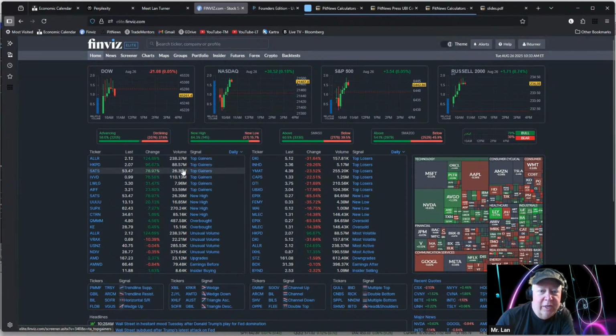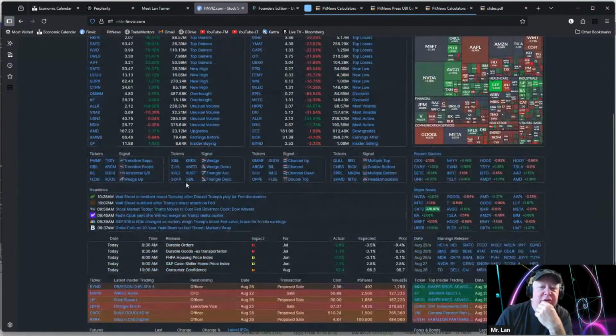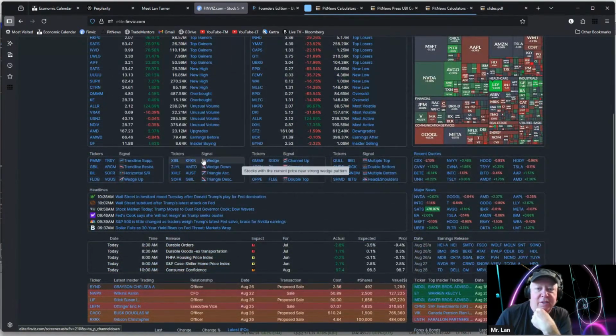Here's the problem. We need to get this little table right here. See this little table? These are your top gainers, new highs, overboughts, unusual volume. And the tickers continue over here: top losers, news, new lows, oversold, most volatile. They even try to do some of this neat little scanner stuff over here.